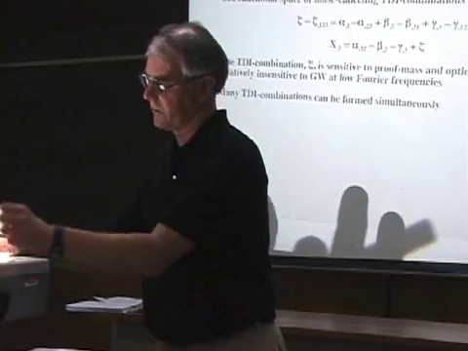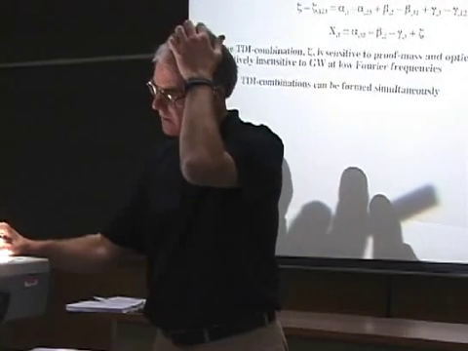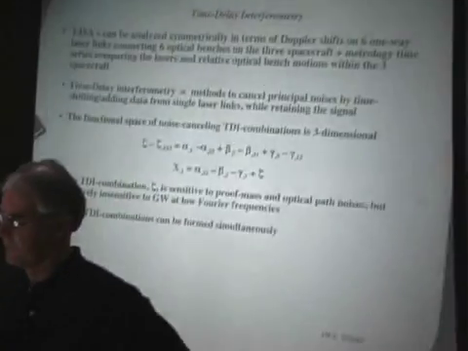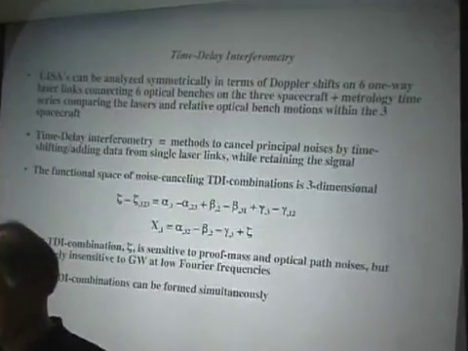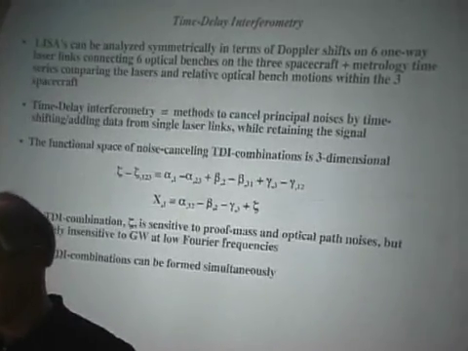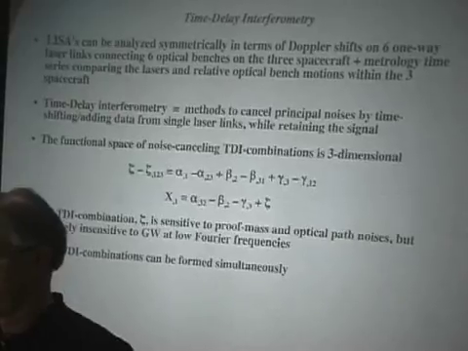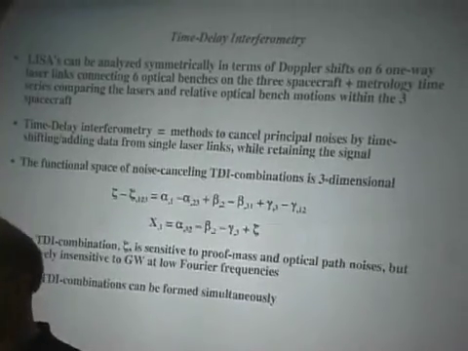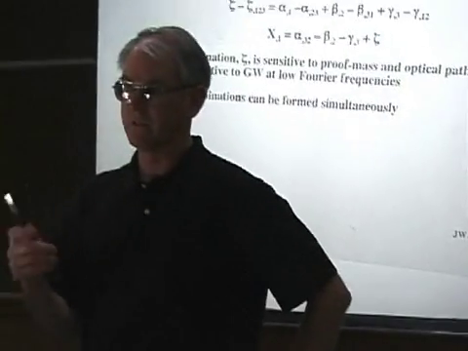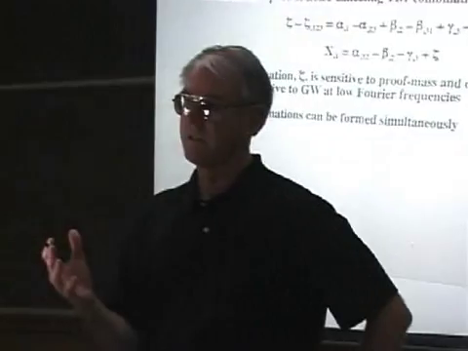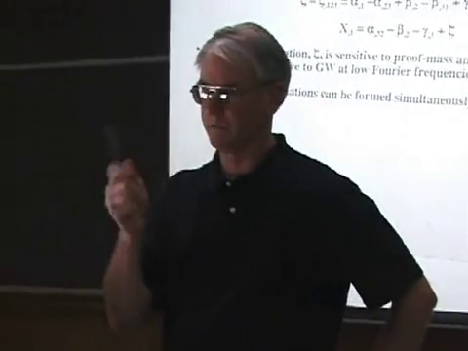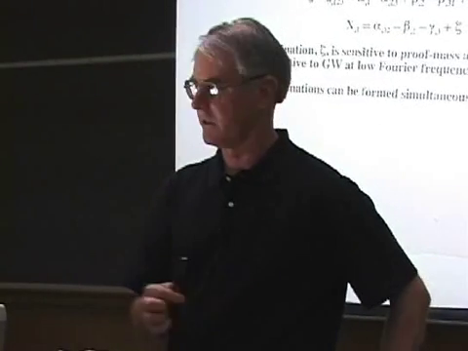So this is meant to be a summary before I talk about the sensitivity, and that is that I've already mentioned that you treat LISA symmetrically, that the function space is 3-dimensional, that there's a combination zeta which is insensitive, as Kip says, at low frequencies to gravity waves, but sensitive to the noise, and that it's possible to form many of these things, in principle, as many as you want, simultaneously, if you keep track of, as Bonnie pointed out, the time so you can pick off the signal when you need it.